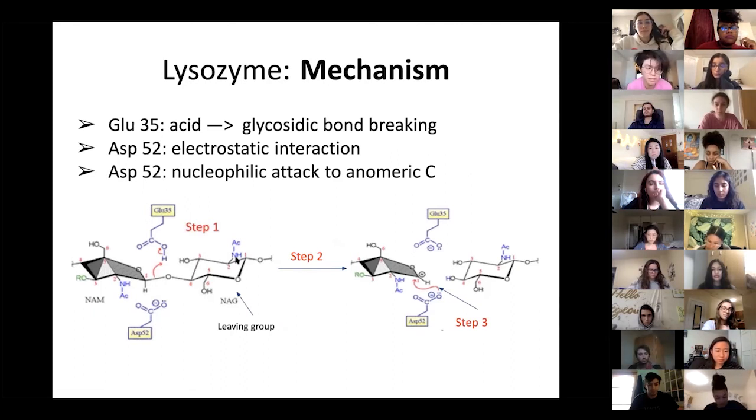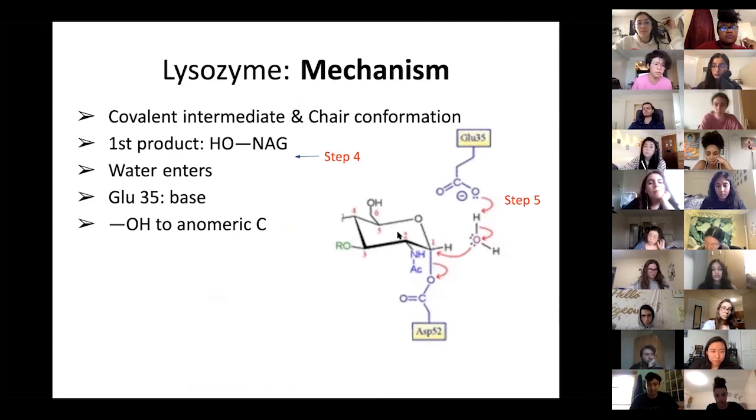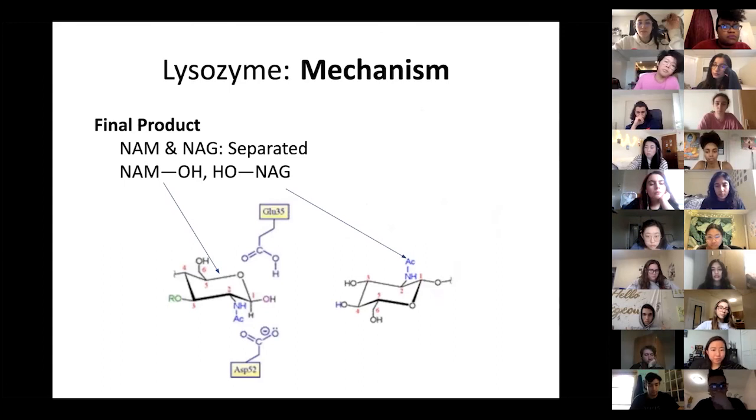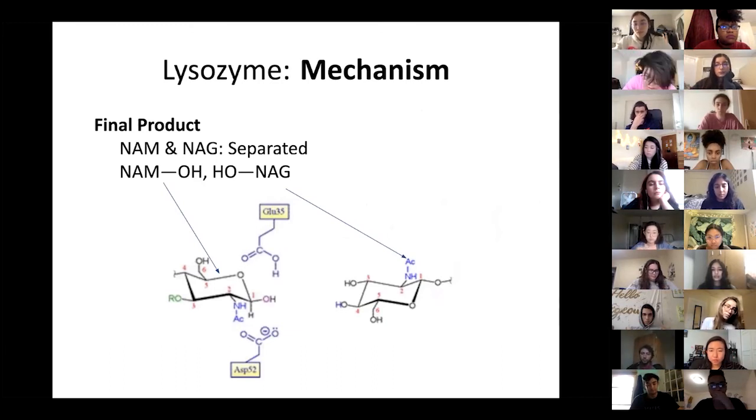So the right part becomes a leaving group, and aspartate makes a nucleophilic attack on the carbon to form the covalent intermediate and further changes the oxonium ion to a chair conformation of glycoside. As the NAG product leaves, water comes into the active site and protonates the glutamate, which is a base now. And a lone pair of the oxygen from the water attaches to a carbon and pushes the glycosidic bond back to the aspartate, like showing here. And then there are two final products, NAM and NAG are separated, and the cell wall of the bacteria is disintegrated by the lysozymes.